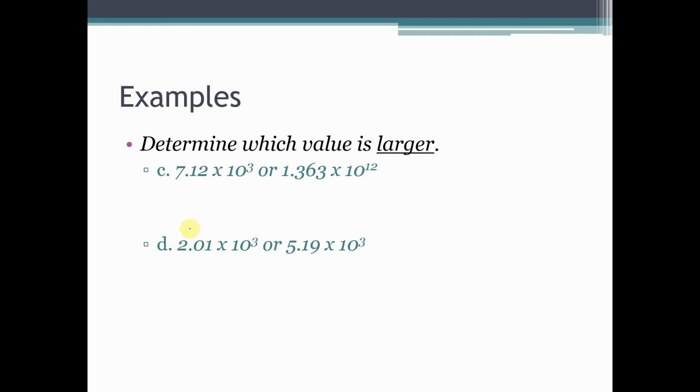All right, in letter C, we've got 7.12 times 10 to the third, or 1.363 times 10 to the 12th. Well, here we've got 10 to the third, here we've got 10 to the 12th. They're both positive, but this one is more positive, and more positive makes it bigger.